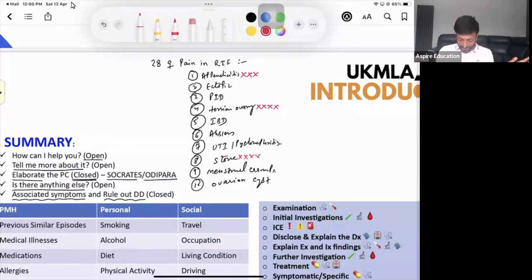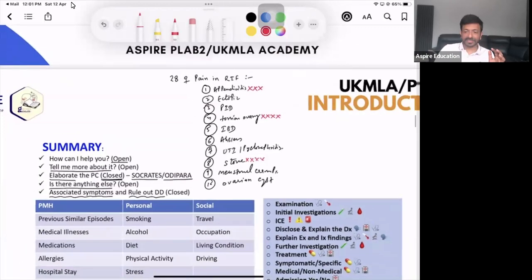So, can it be ectopic? Maybe. Can it be PID? Maybe. Can it be IBD? Maybe. Can it be abscess? Maybe. UTI? Maybe. Menstrual cramps, ovarian cyst? Maybe. But if you see what I did, I just elaborated the presenting complaint, and I was able to rule out 3, 4 important topmost differentials. So that's what I'm trying to say, that when you elaborate the presenting complaint, lots of differentials will be out of your list automatically, right?